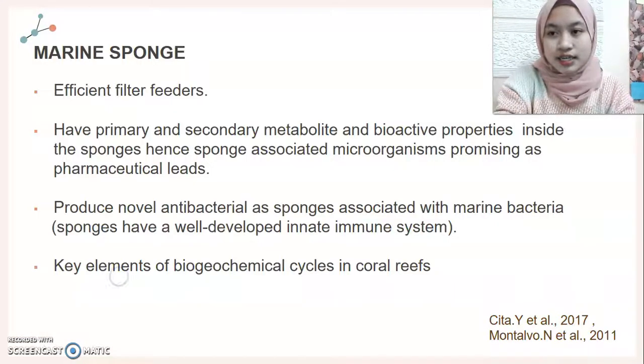For the introduction, marine sponges are efficient feeders. They have primary and secondary metabolites and bioactive properties inside the sponge. Hence, sponge-associated microorganisms are promising as pharmaceutical leads. They produce novel antibacterial compounds as sponges associate with marine bacteria. Sponges have a well-developed innate immune system. They are a key element of biogeochemical cycles in coral reefs.